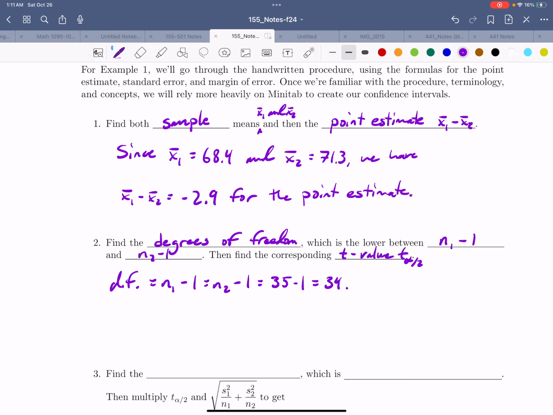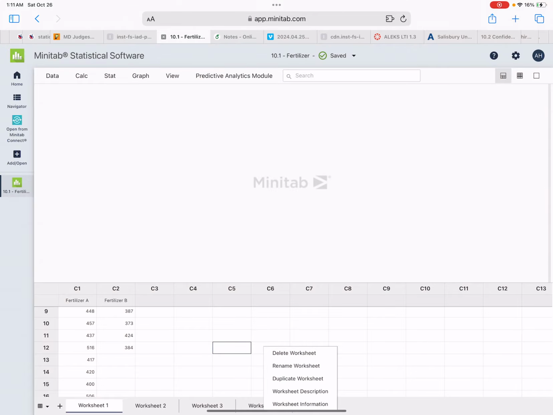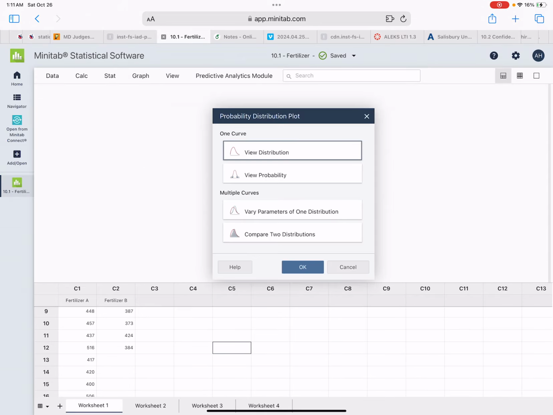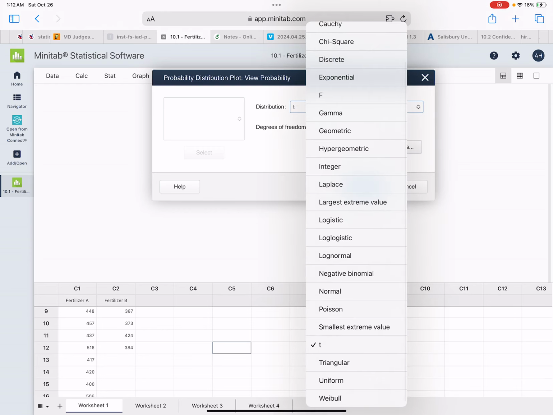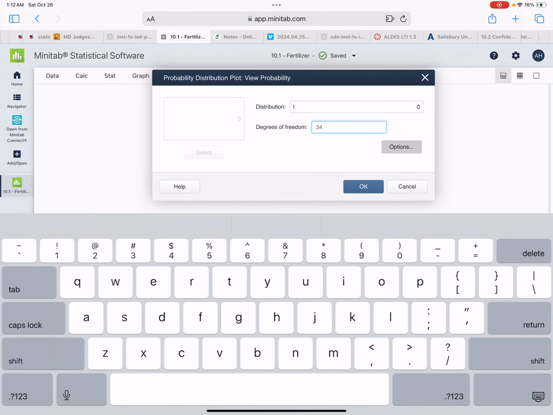Now, how do you find the corresponding t-value? Well, you can use the t-chart in the book, or you can do it in Minitab: Graph, Probability Distribution Plot, View Probability. Make sure that you're set at the t-distribution, not the normal distribution. Enter your degrees of freedom, which is 34.